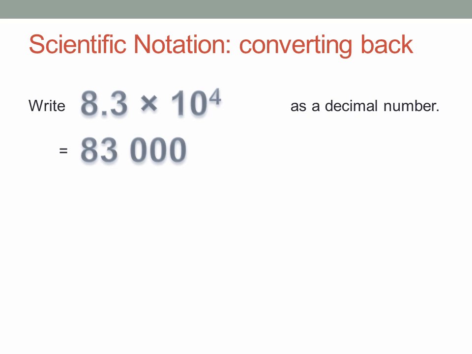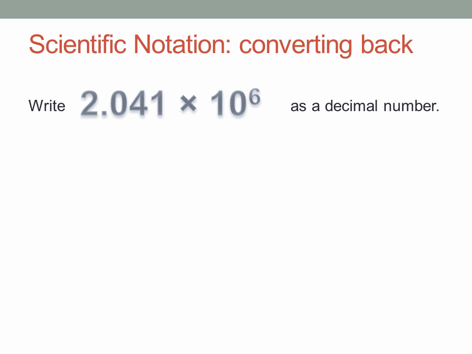Note that we could have got straight here by applying the power of 10 as the place value of the first digit of our number. The 8 goes into the position of 10 to the power of 4, which is the 10,000s digit, 80,000. Then add the rest of the digits, 83,000.